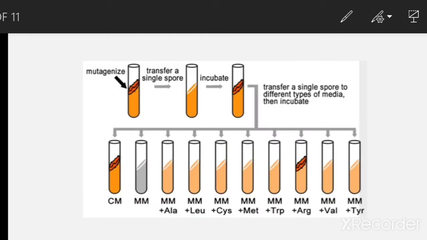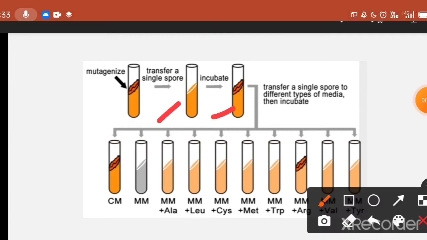As we can see here, this single mutagenized spore, where mutagenesis is produced by X-rays, is transferred to another test tube and incubated in different types of media that contain different types of amino acids as a supplement. The spores are tested here for their ability to grow on different types of media, because spores of this particular colony are able to grow only on complete medium.